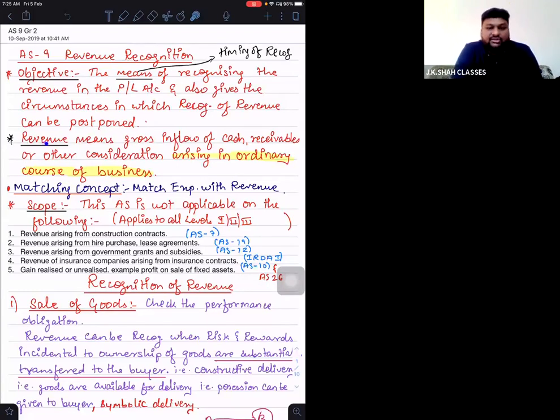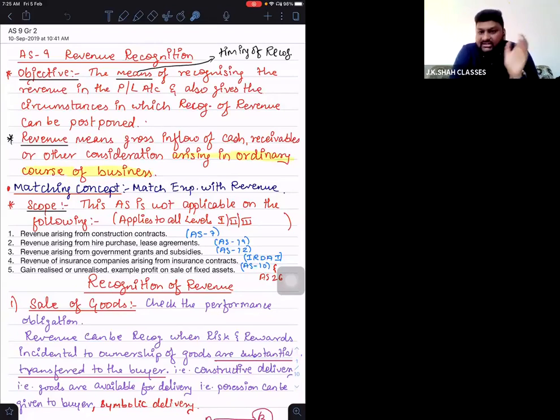Let us go for the definition. Now, what do you mean by revenue? It says revenue means gross inflow of cash, receivables, or other considerations arising in the ordinary course of business. Gross inflow of cash means cash sales and all. Receivables means credit sales, and other consideration means sales made in any mode other than cash. Means cash is not involved.